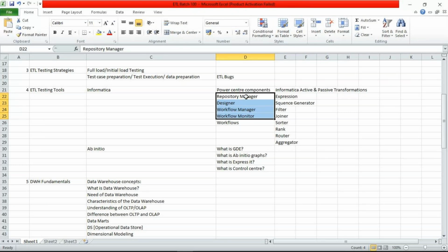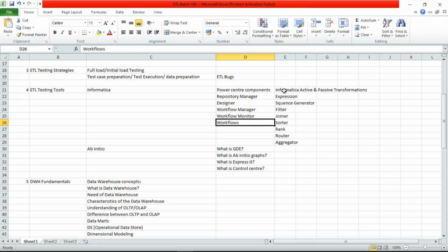We'll see what the Power Center components are. Power Center is the ETL version of Informatica. Informatica has a specific tool named Power Center. We'll see the Power Center components of that particular tool and what the workflows are for Informatica. We'll cover workflows as well.